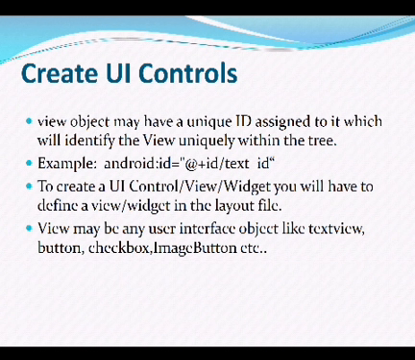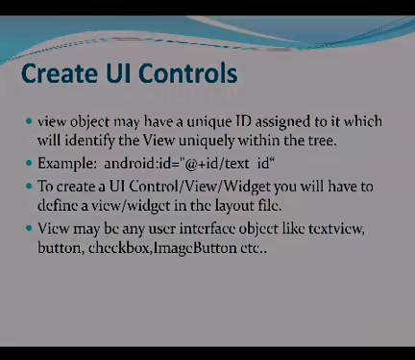As I explained in my previous video, a view object may have a unique ID assigned to it, which will identify the view uniquely within the tree. The syntax we already learned in my previous video; refer to my previous video for more details. The syntax is android:id="@+id/text_id". So this text_id is the ID defined for your text view.